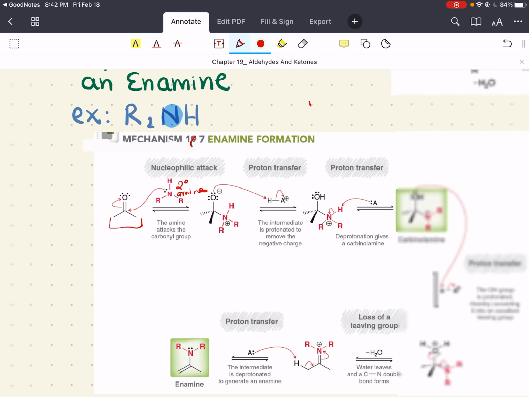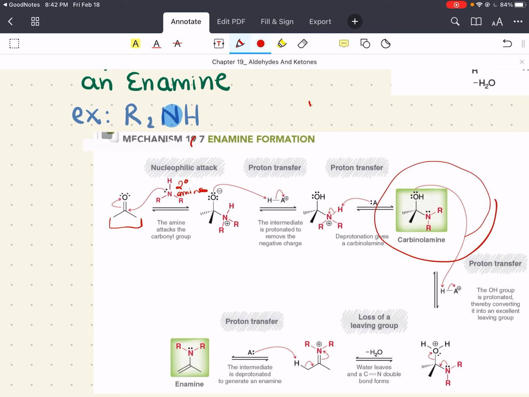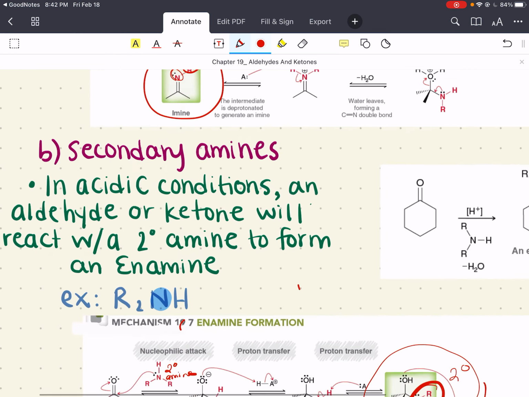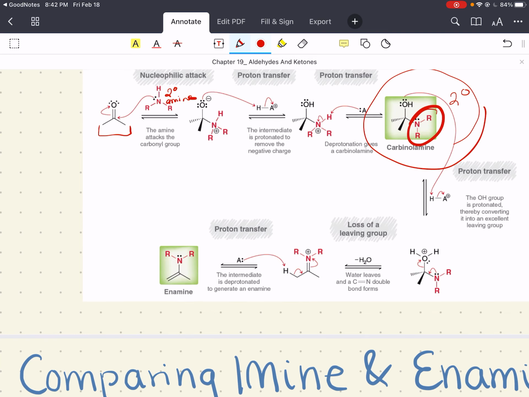Then we go through the same essential steps of nucleophilic attack and two proton transfers to get to this intermediate of a carbonyl amine, where it's pretty similar, except here our nitrogen group is secondary, whereas here it was primary. So those are the main differences to note between the two. Now the final three steps are, again, proton transfer, loss of a leaving group, and then a final proton transfer to result in this enamine product.